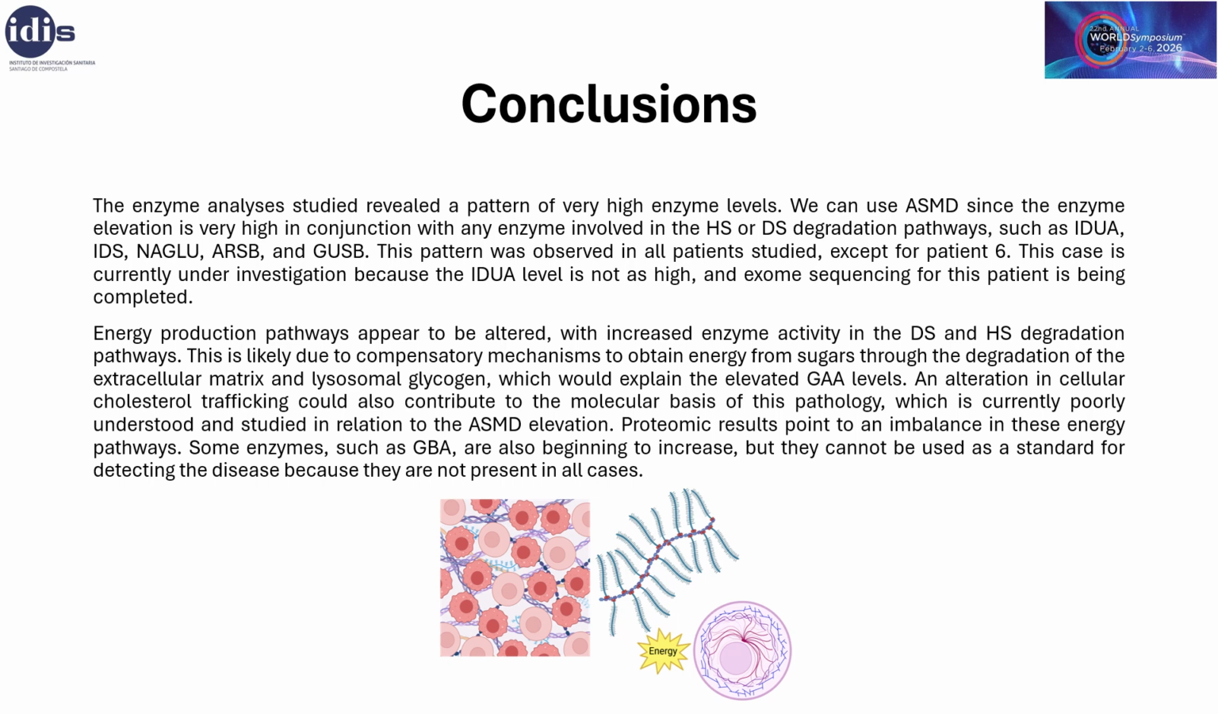As a conclusion, the enzyme analysis studied revealed a pattern of very high enzyme levels. We can use the enzyme ASMD together with 1 or 2 enzymes that participate in the degradation of the heparan sulfate or dermatan sulfate pathway to obtain an early diagnosis of mucolipidosis type 2. Energy production pathways appear to be altered, with increased enzyme activity in the dermatan and heparan degradation pathways.